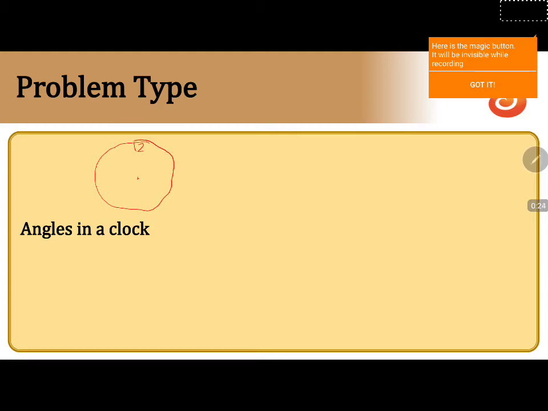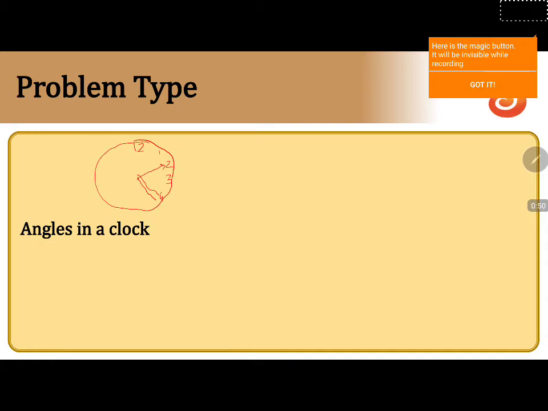This is 12, 1, 2, 3, 4. So it is 10 minutes past 4 o'clock, means the minute hand will be at this, and the hour hand will be a little past 4.